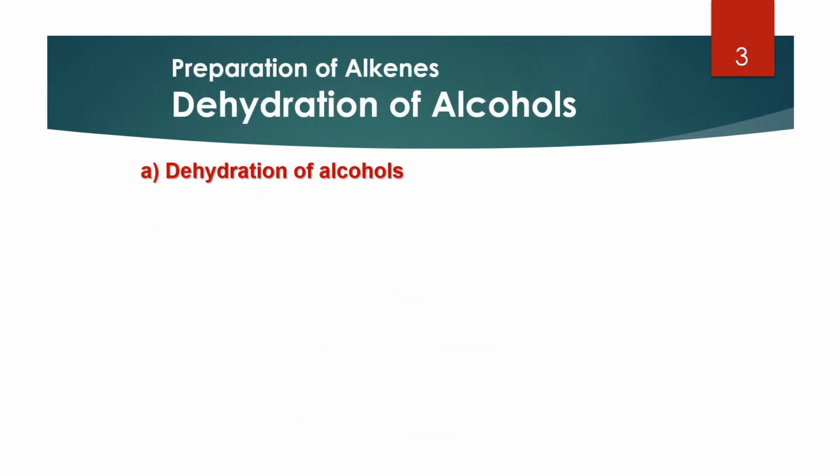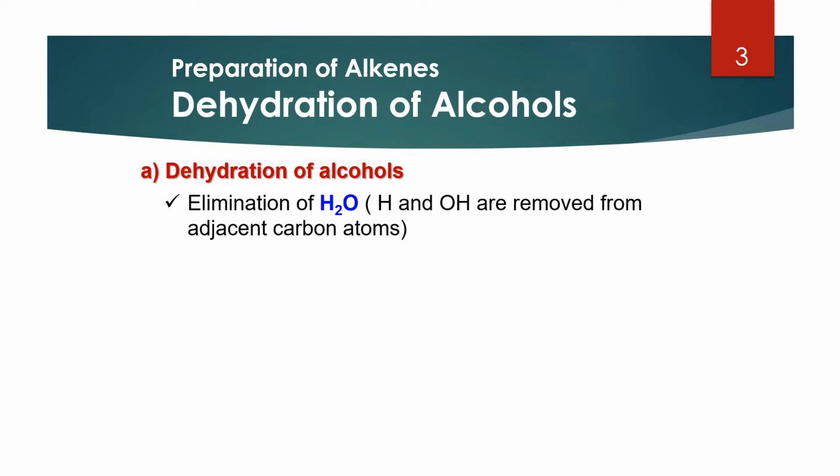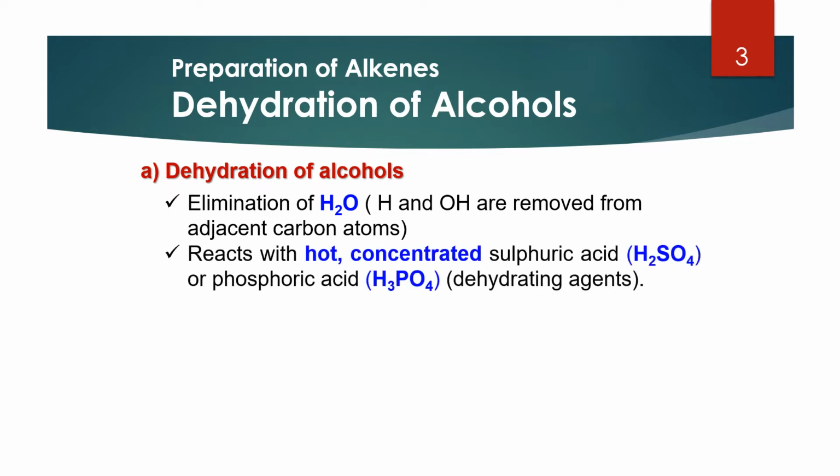In the dehydration of alcohols, the reaction involves the elimination of a water molecule, which is the hydrogen and the OH atom are removed from the adjacent carbon atoms. In this reaction, hot concentrated sulfuric acid or phosphoric acid can be used as the dehydrating agent.